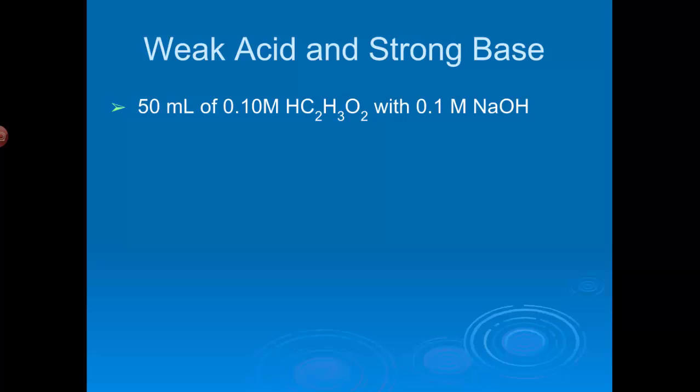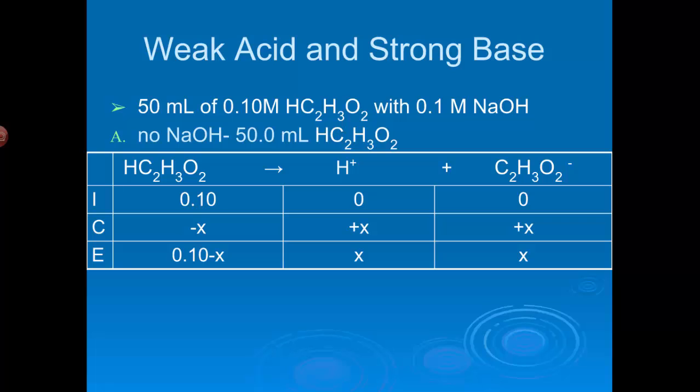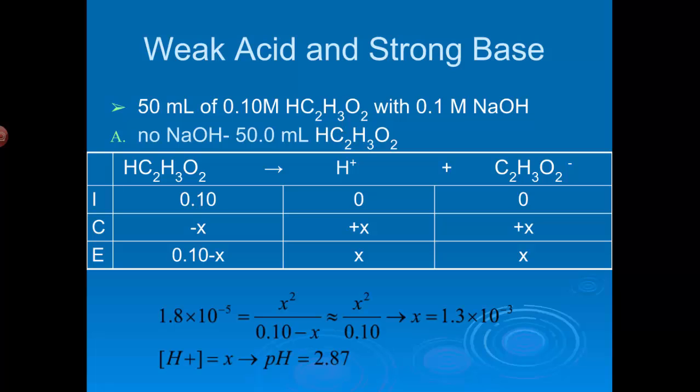Now, what if you have a weak acid and a strong base? So we're going to start with 50 milliliters of 0.10 molar acetic acid, and we're going to use the strong base, again, 0.1 molar sodium hydroxide. Okay. So if we start with no sodium hydroxide, just the 50 milliliters of the acetic acid, we have a classic ICE table. And we can calculate our H+ concentration in the usual way. We can make the approximation. We can take the negative log of X. We get 2.87. So that's our initial pH.